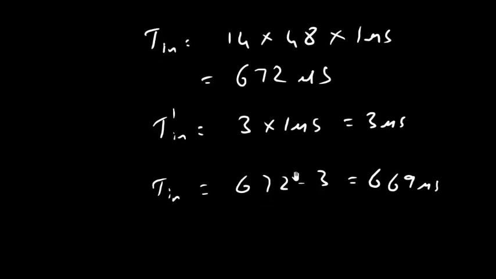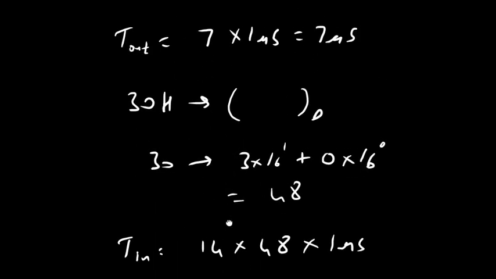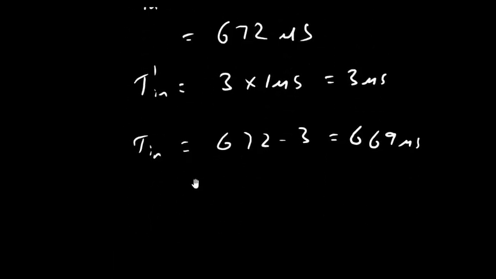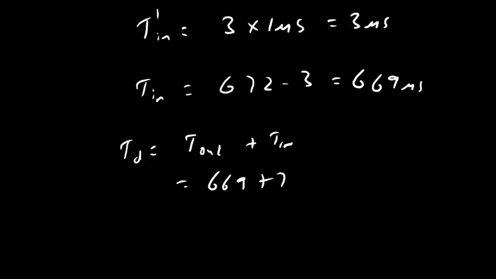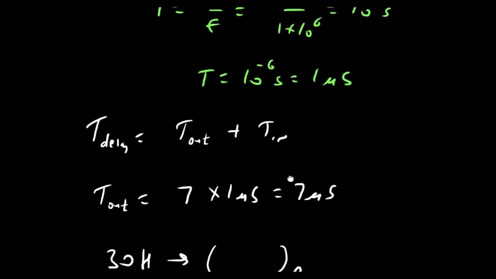Now of course this 3 is very less. Even if we ignore this, it is okay. So the total delay is T out plus T in, which is equal to 669 plus 7 microseconds. So this is actually 676 microseconds. This is the total time delay which we get with this particular instruction. So this is how we calculate the delay.